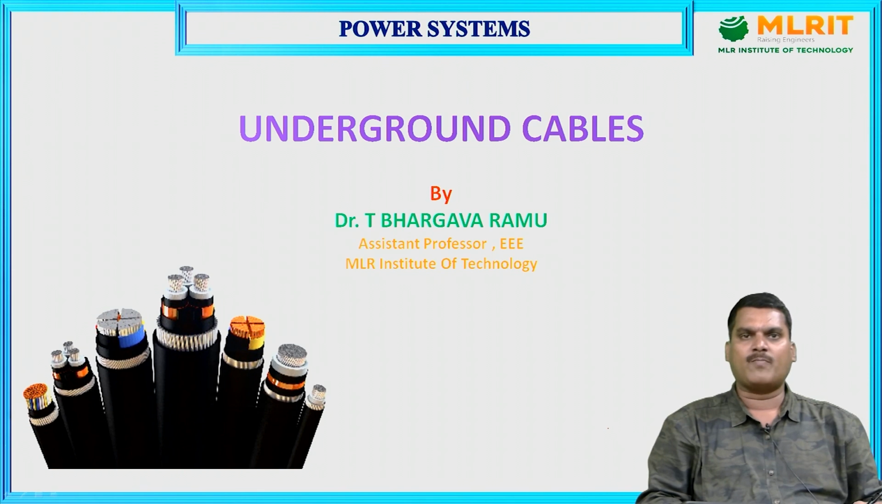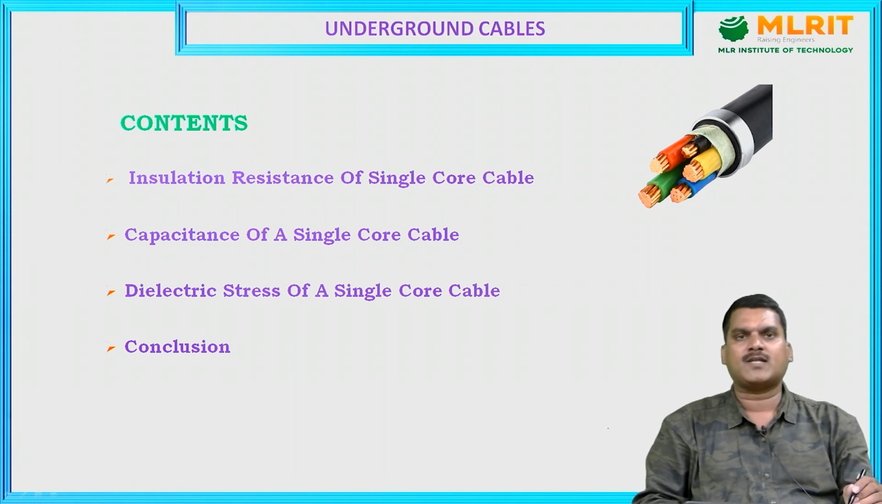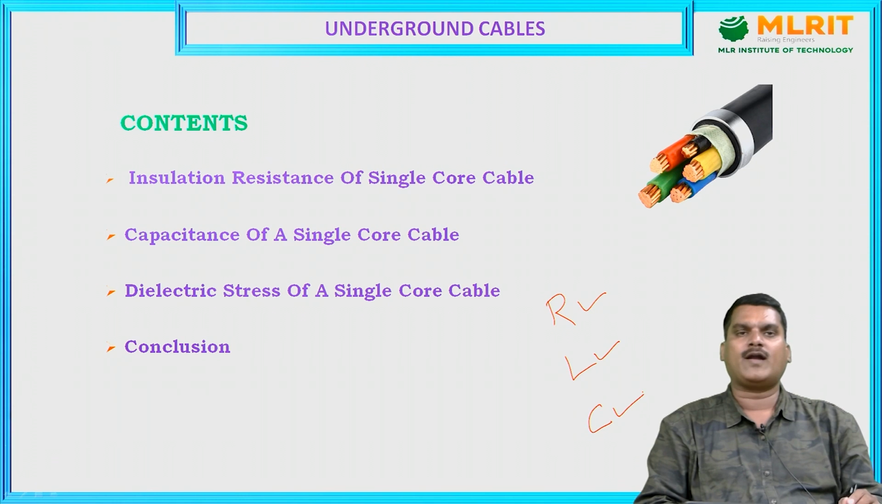In today's topic we will discuss some parameters related to underground cables. Generally, overhead transmission lines have a resistance parameter, an inductance parameter and a capacitance parameter. These three parameters we study in the case of overhead transmission lines. Similarly, in the case of underground cables also we have some parameters we need to know.